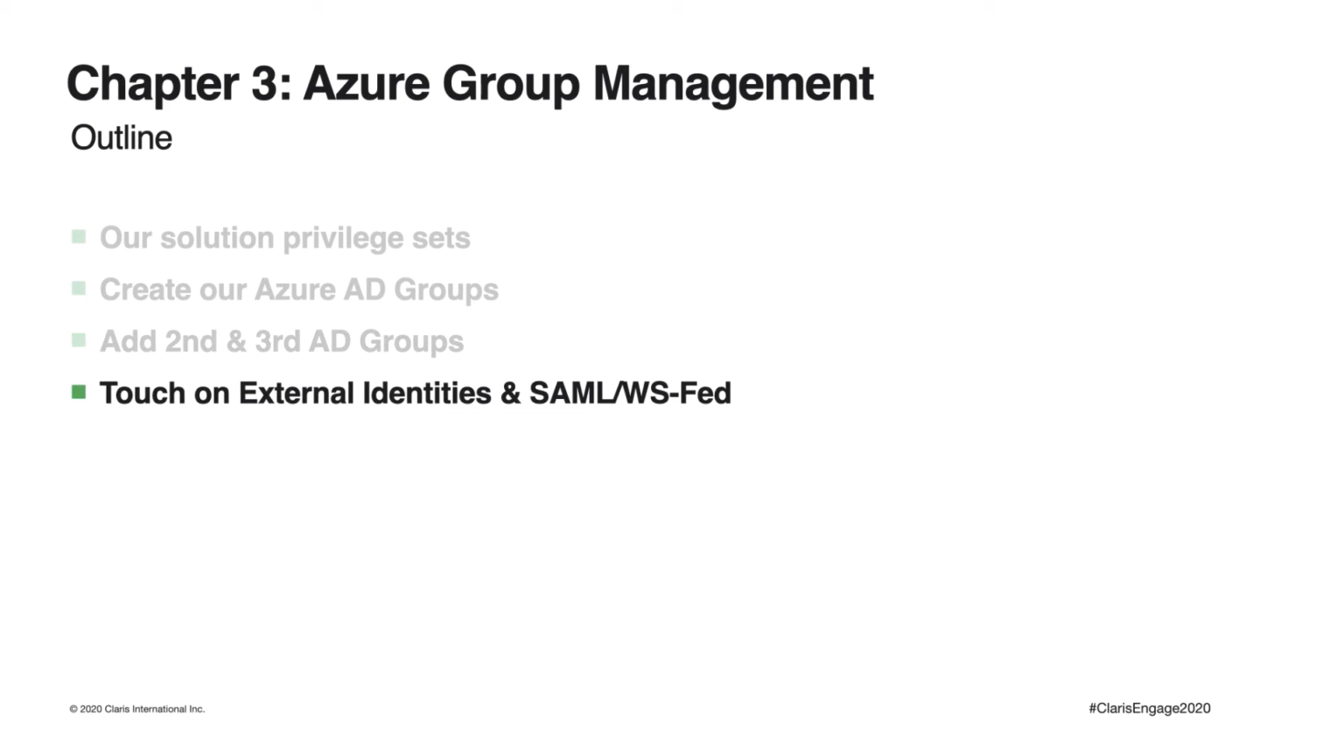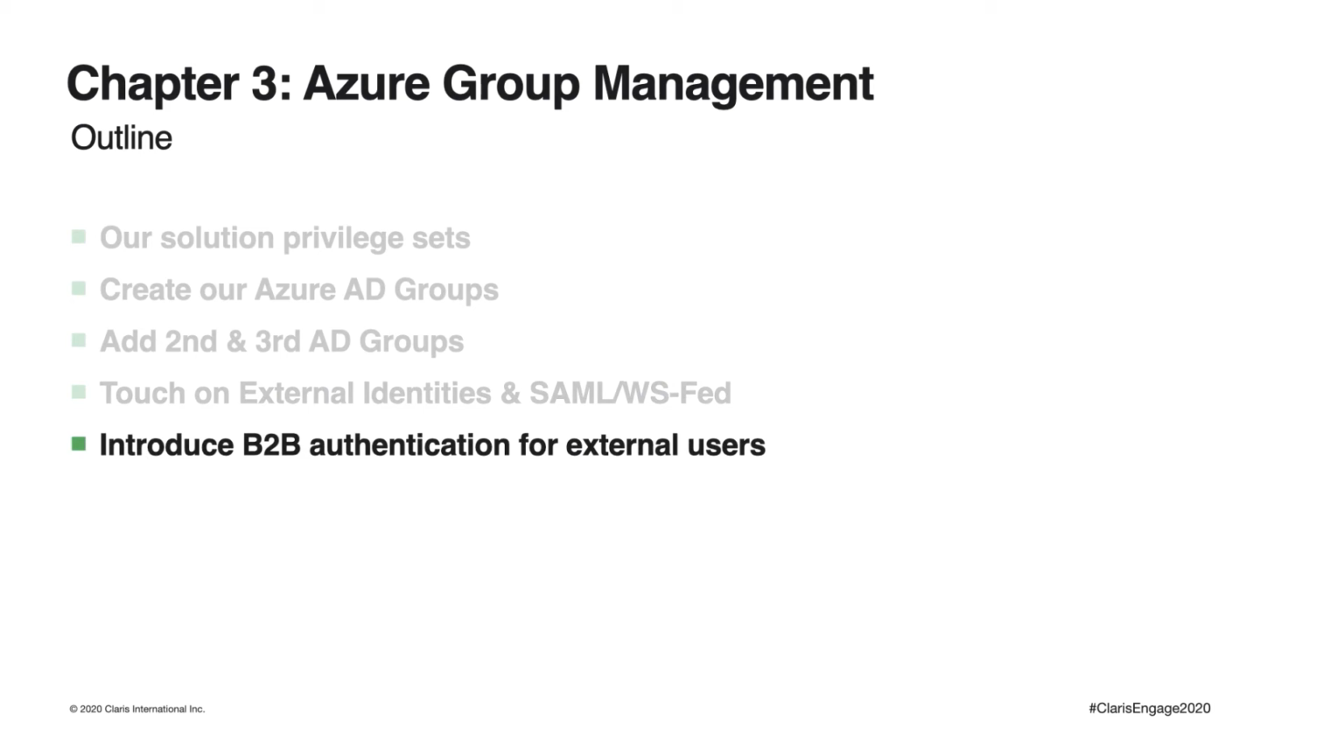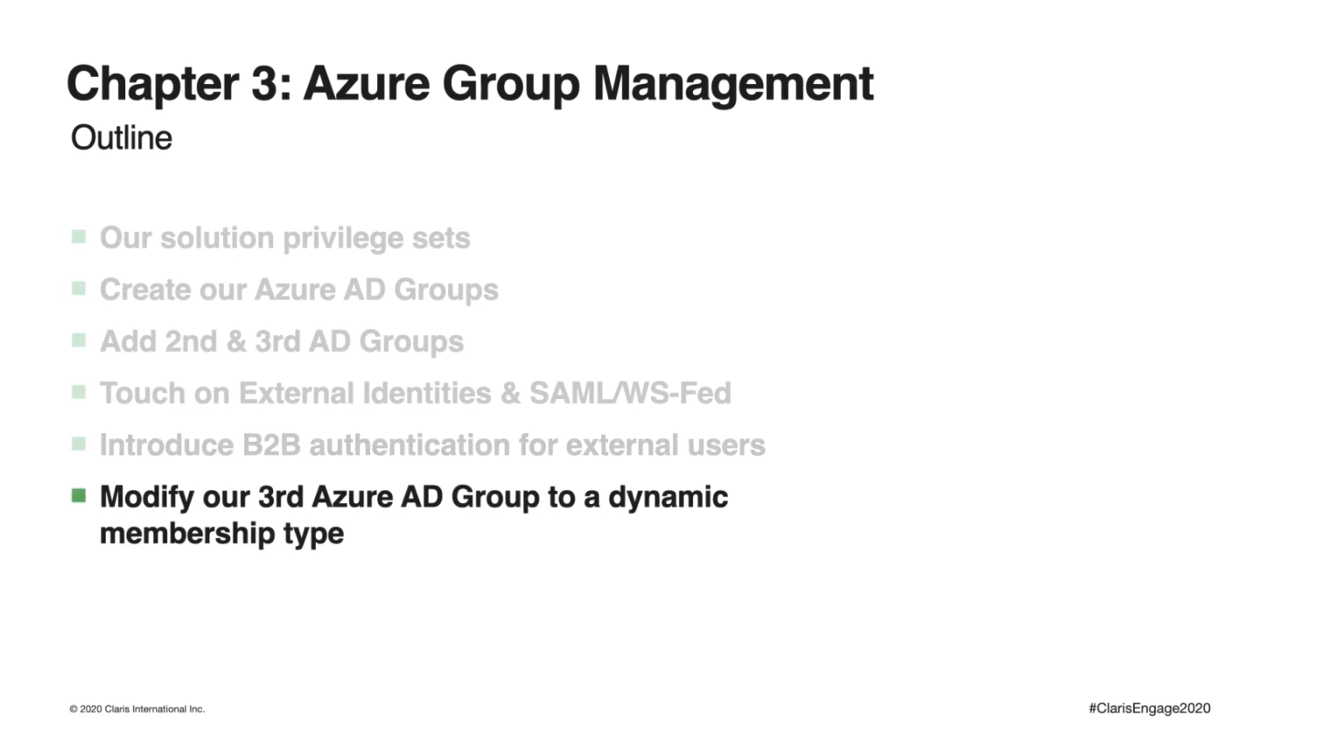I'll touch on external identities so that you can set that up for non-Azure using companies, including SAML and Web Services Federation. I'll introduce B2B authentication for external users that also have Azure as their IDP. And lastly, I'll modify our third Azure AD group to have its membership type be dynamic instead of assigned. You'll see how this could help you when inviting external users.